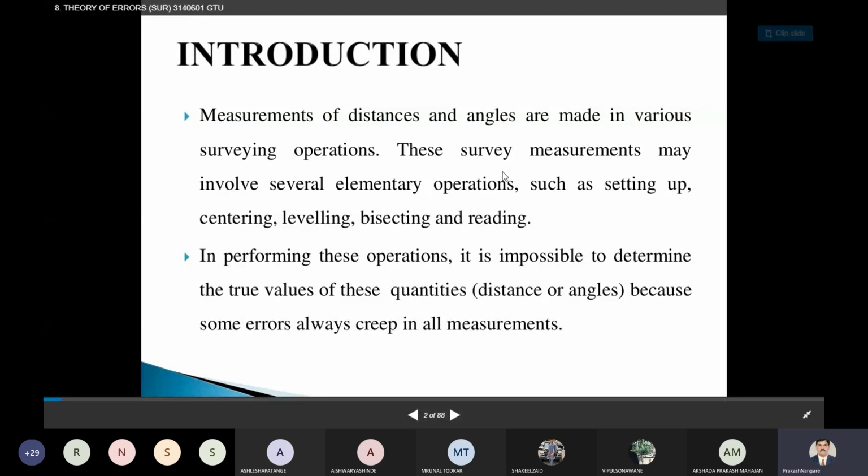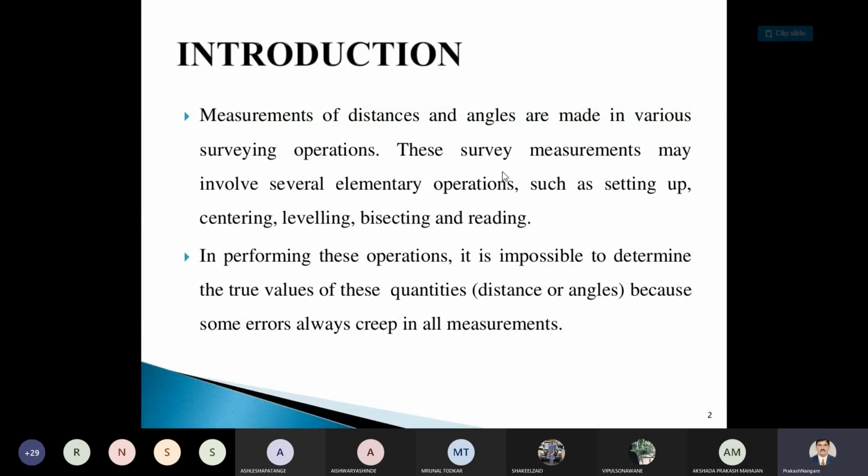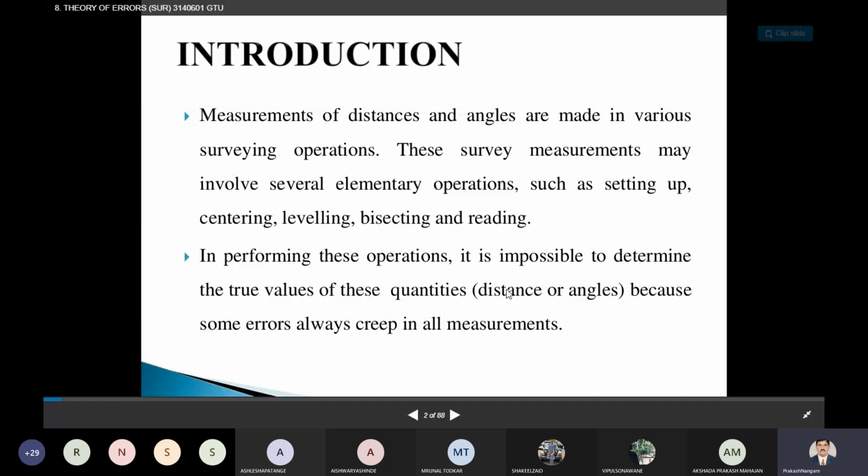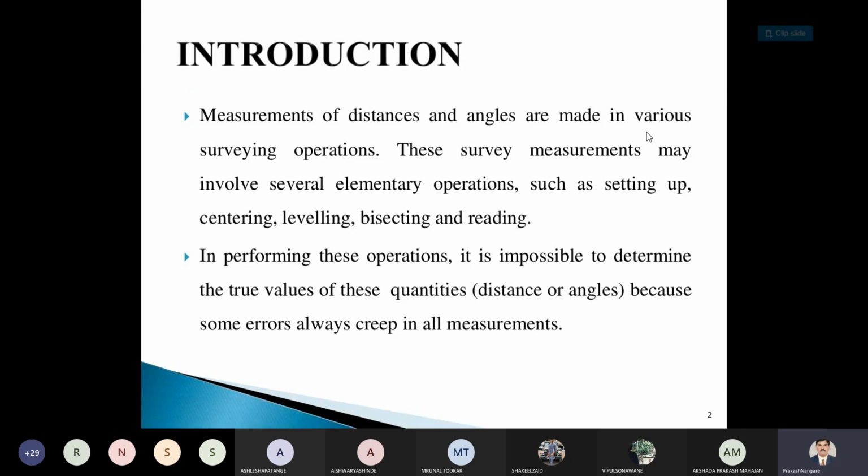These survey measurements may involve elementary operations such as setting of the instrument, centering of the instrument, leveling, bisecting, and reading. In the theory of errors, different types of errors are created in the observation and you have to overcome them. Analytically, you also have to do certain computations and calculations. In performing these operations, it is not possible to determine the true values of quantities like distances and angles, and because of that some errors are introduced in the observations.